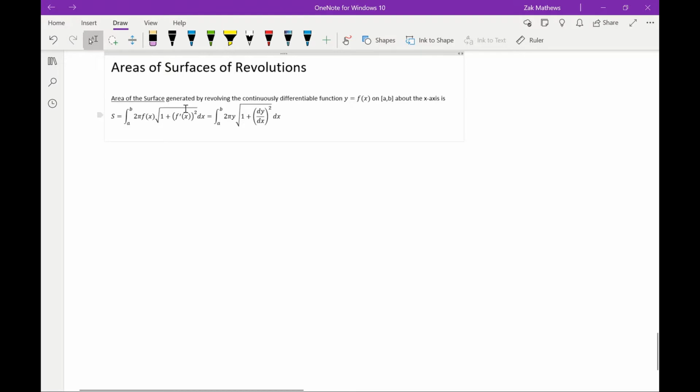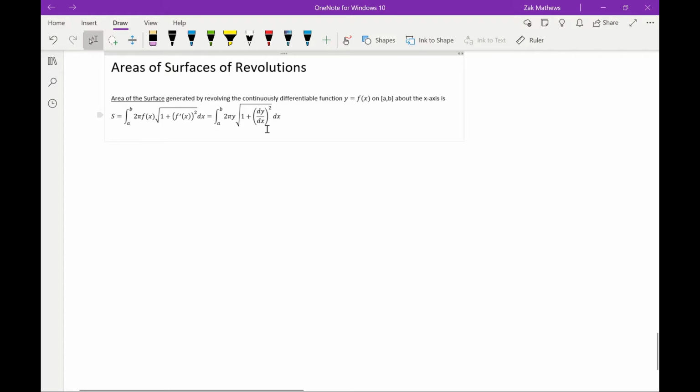The area of a surface generated by revolving the continuous differentiable function y equals f of x on the interval a to b about the x-axis is, surface is equal to the integral from a to b, 2 pi f of x times the square root of 1 plus f prime of x squared dx. Or if we want to use the y notation, we can replace that f of x with y, and then f prime becomes dy dx.